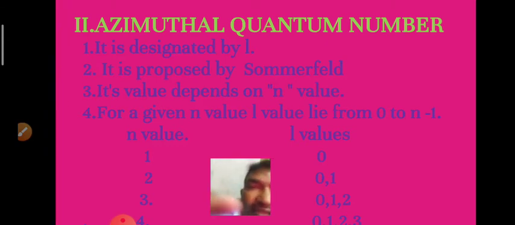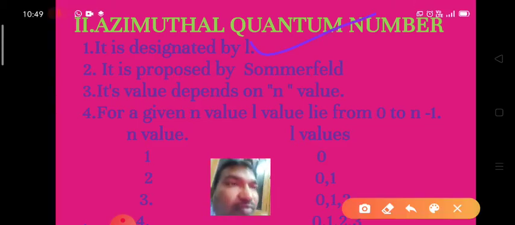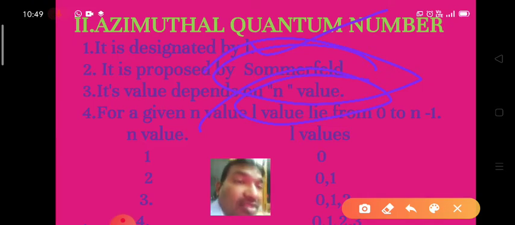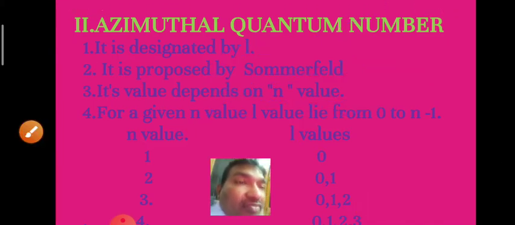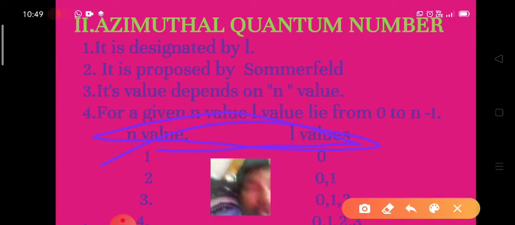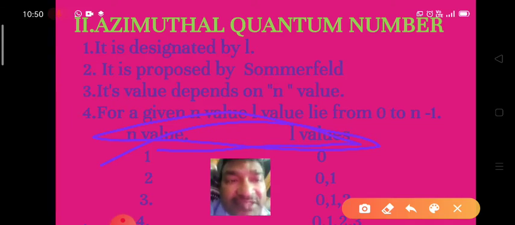It is designated by the small l symbol, and it was proposed by Sommerfeld. The l value depends on the small n value, that means the principal quantum number. And here we have a table by which we can come to know the relation between n and l. So for a given value of n, l has values from 0 to n minus 1, and its number is equal to the n value.